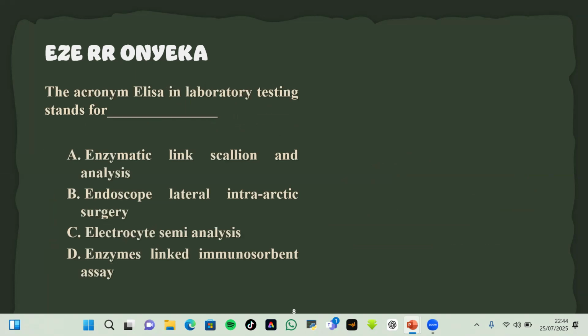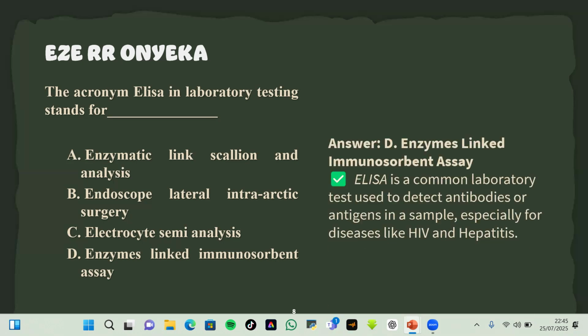The acronym ELISA in laboratory testing stands for A, enzymatic link escalation and analysis, B, endoscope lateral and intra-abdominal surgery, C, electrocyte semi-analysis, D, enzyme-linked immunosorbent assay. Enzyme-linked immunosorbent assay. ELISA is a common laboratory test used to detect antibodies or antigens in a sample, especially for blood-borne diseases such as HIV and hepatitis.